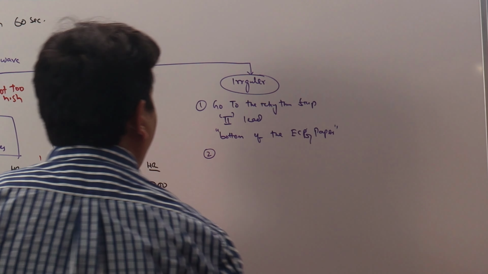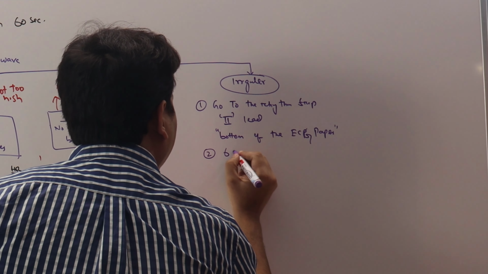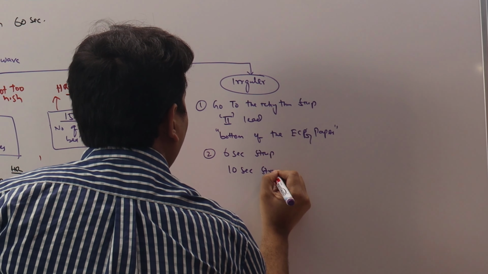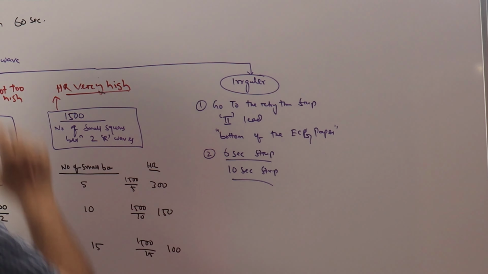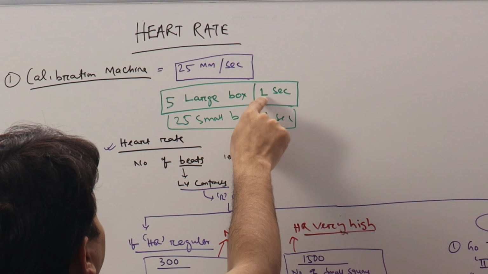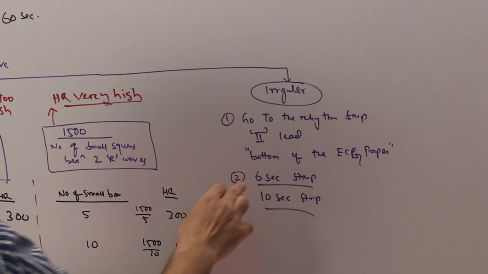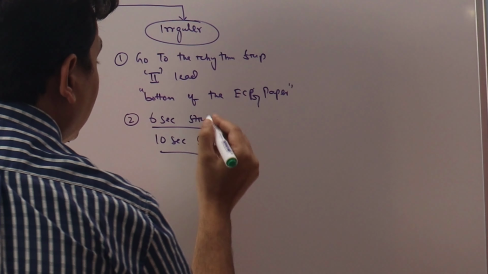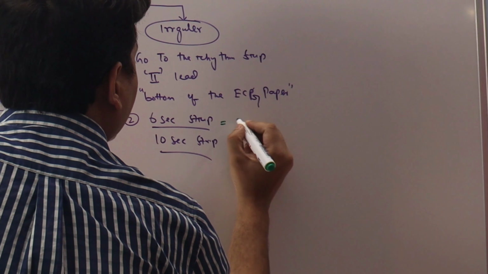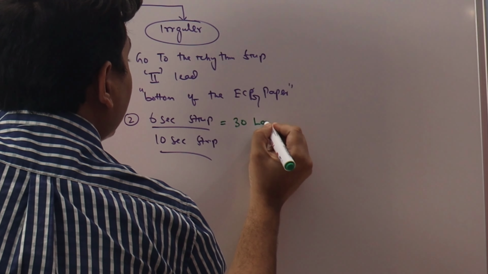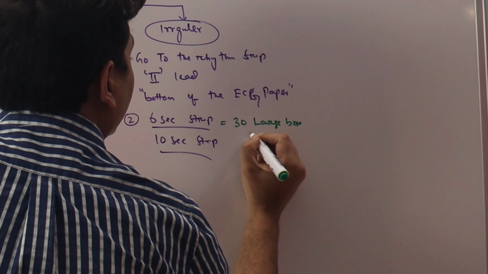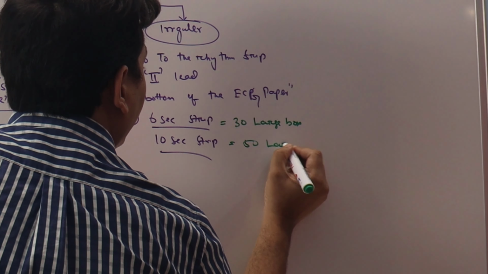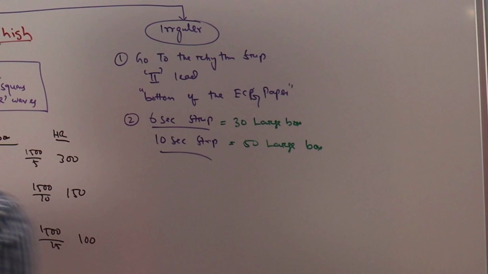There we have to find out first whether it is a 6 second strip or a 10 second strip. How to find out? In 1 second it goes 5 large boxes. So if it is a 6 second strip, the number of large boxes will be 30. So just count the number of large boxes. If it is 30 large boxes in the rhythm strip, then it's a 6 second strip. If it is 50 large boxes, then it is a 10 second strip.